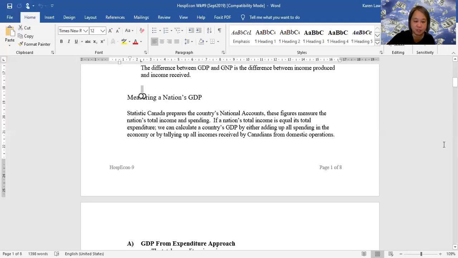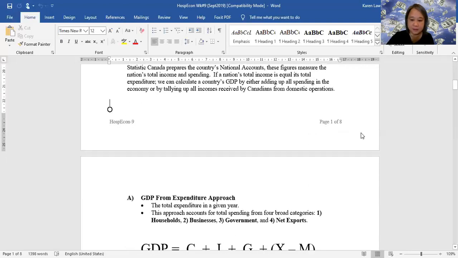the measurement of GDP is usually done by Canada's or our government's data collecting agency, which is Stats Canada. Stats Canada collects data for many types of applications. They also collect data for employment, consumer price index. So they are the data gathering agency of our government. Okay, so how does StatsCan calculate output?